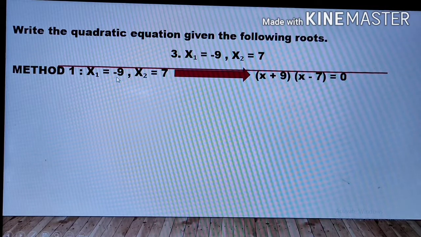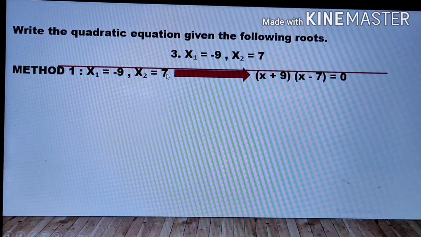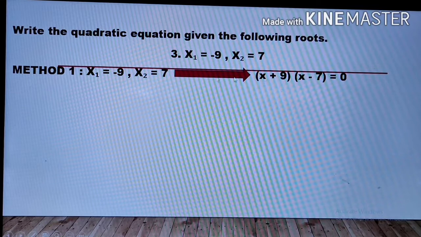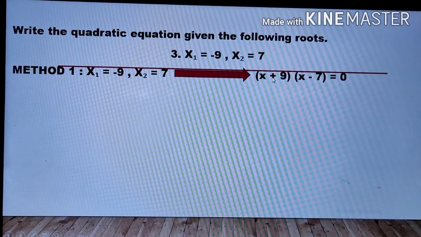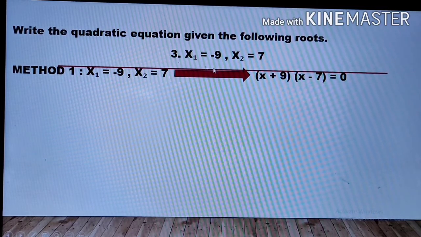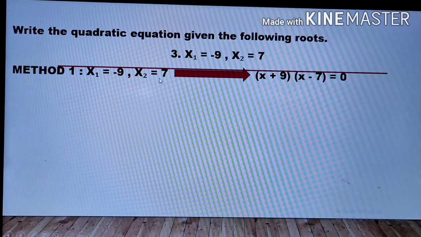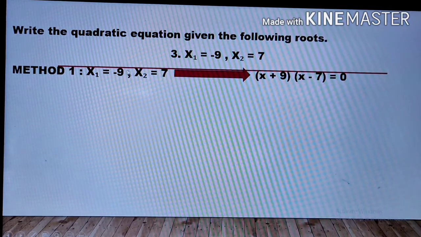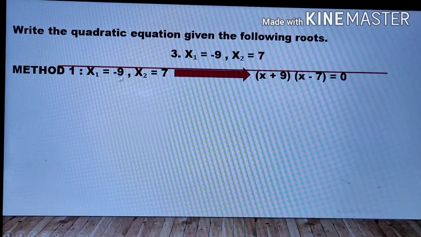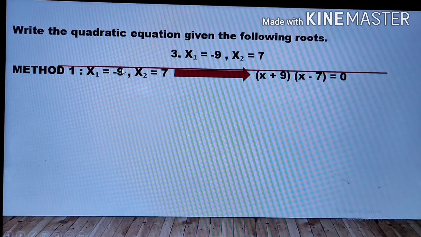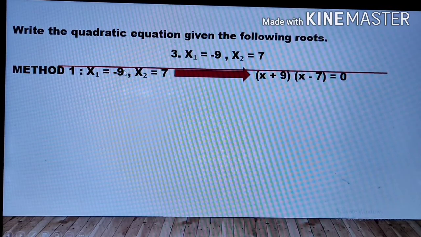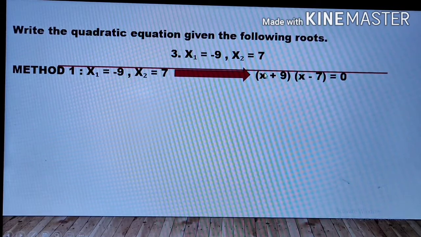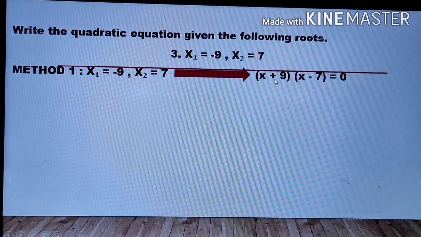So, copy lang X sub 1 is equal to negative 9. Then, X sub 2 is equal to 7. So, next is gagawin natin siyang zero product property. So, ito, diba, X sub 1 is equal to negative 9, X sub 2 is equal to positive 7. So, first, ito muna. So, X is equal to negative 9. So, gagawin natin, i-transpose natin ang negative 9 sa left side, diba? Kasi nasa right side siya. So, from negative 9, magiging positive 9. So, that's why the quantity of X plus 9.